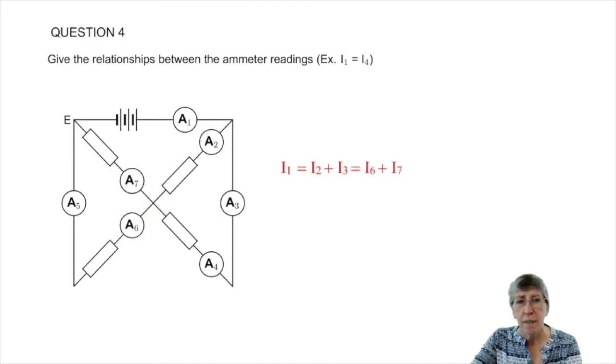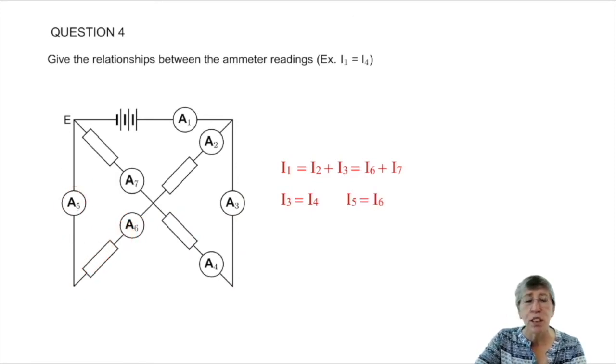So once again, 6 plus 7 is also going to be that original one. Right, but what about number 4 down there? Number 4 is in the same piece of wire as number 3, so that means they are exactly the same. And number 6 and number 5 is in the same circuit, so they will be equal. So don't put unnecessary ammeters in there. If there's already one in that wire, you don't need another one.